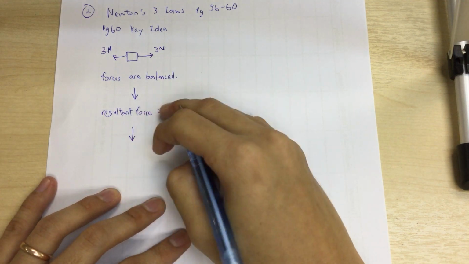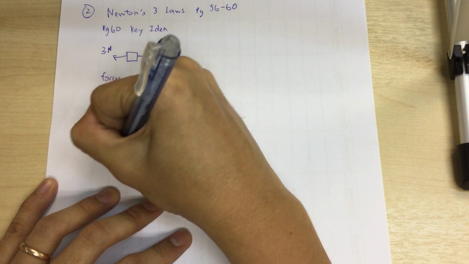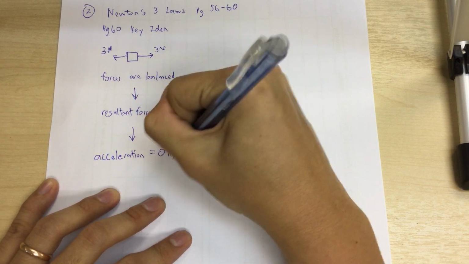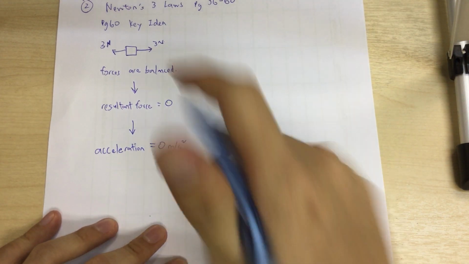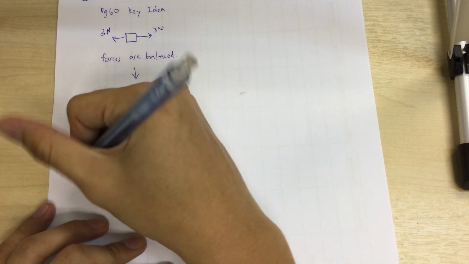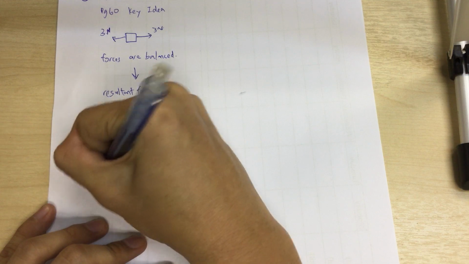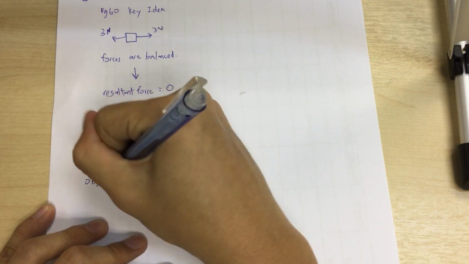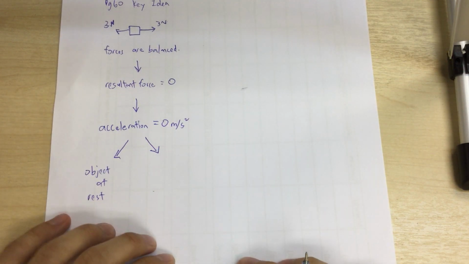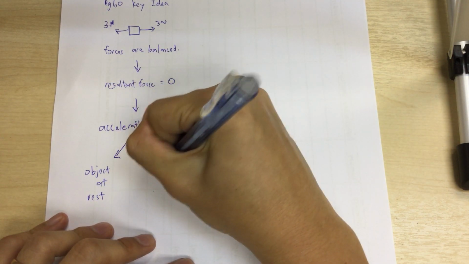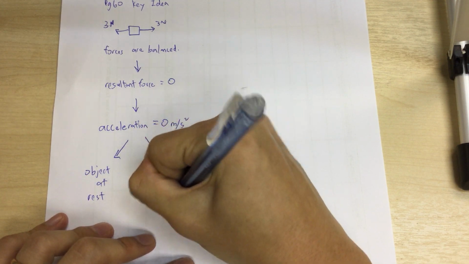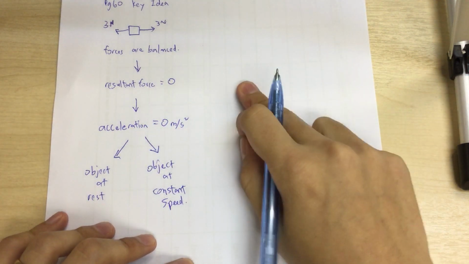And this has an interesting relationship with acceleration. So when there's no resultant force, acceleration is 0. There's no acceleration. So when there's no acceleration, there are 2 possibilities actually. We might think that when there's no acceleration, the object must be at rest. Well, yes, it's one possibility. The object can be at rest, that means there's no acceleration. However, there's another possibility where the object is at constant speed. When it's at constant speed, it is also no acceleration.